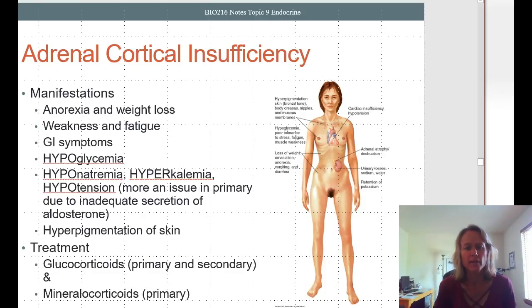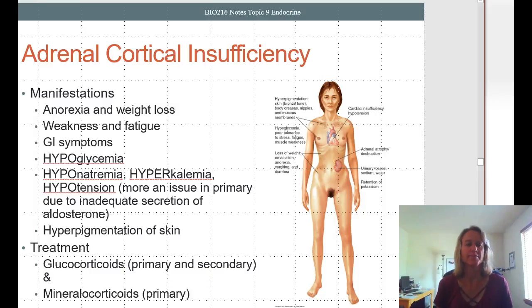We would see anorexia and weight loss, weakness and fatigue, some GI symptoms such as anorexia, vomiting, diarrhea, because cortisol raises blood glucose levels. Okay, sorry about that.